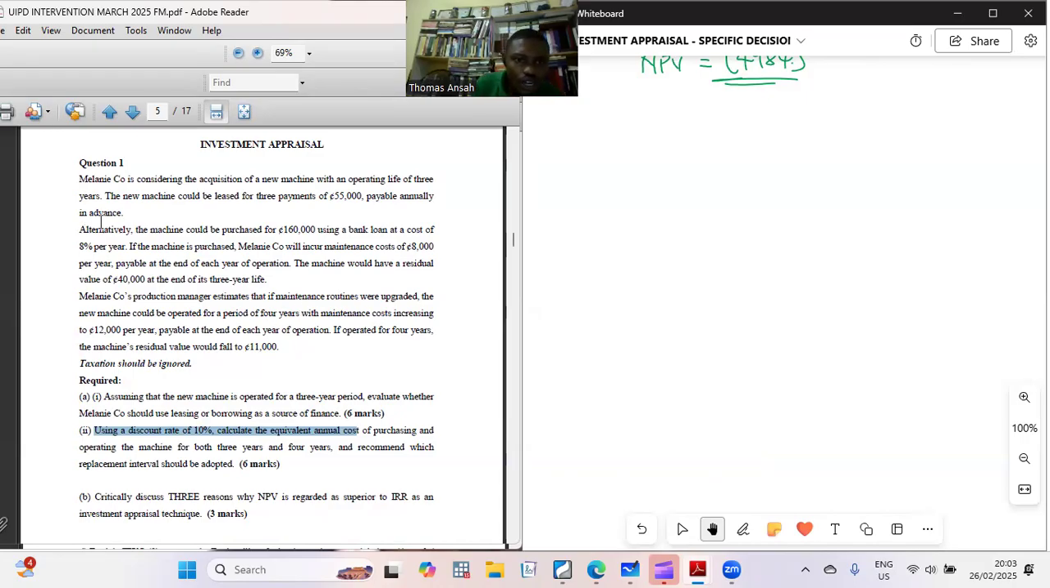Okay, so he said that the new machine could be leased for 3 payments payable annually in advance. So you have the lease. Alternatively, you could buy the machine using a bank loan. Like I said, you can borrow the money at a cost of 8%. If the machine is purchased, you will incur 8,000 per year, payable at the end of each year. The machine would have a residual value of 40,000 at the end of the 3rd year. So with this information, we can do the lease or buy aspect.